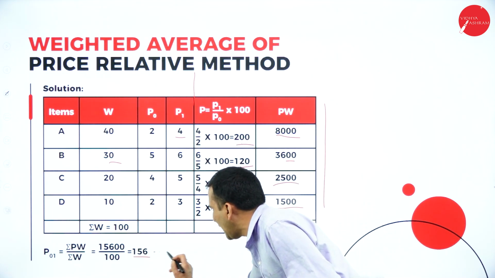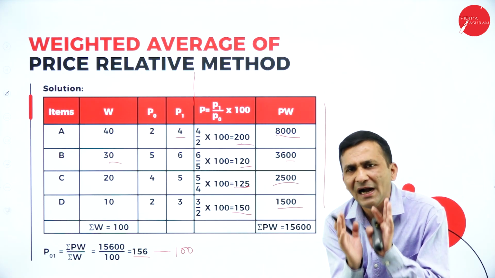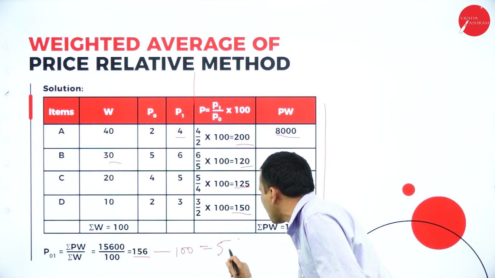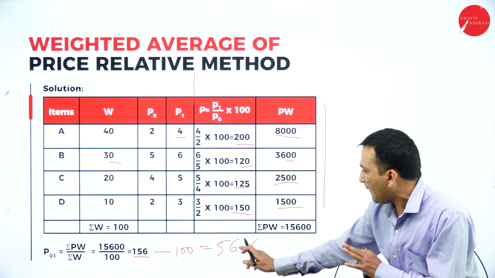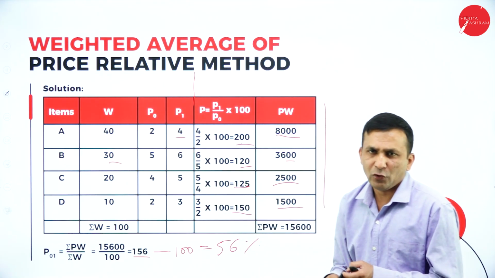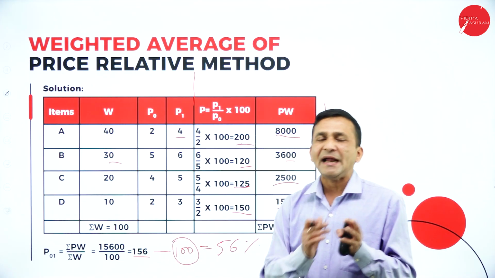Now you are comparing with the base year. The base year you always need to assume as 100. So 156 minus 100 gives 56%. There is a 56% increase in the current year, because we are comparing with the last year. On the last year's basis only, we give a comment.